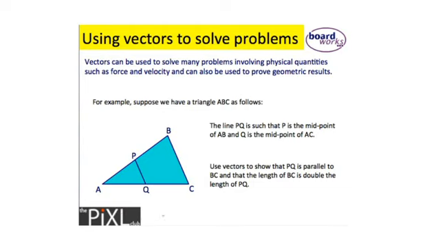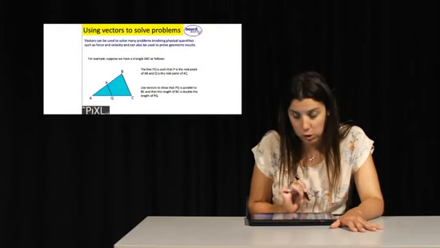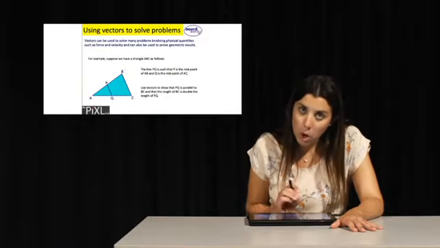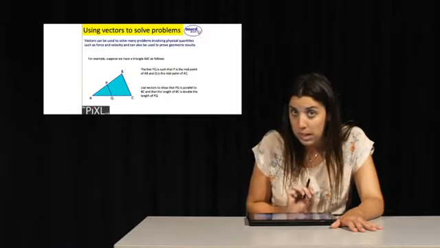Your task is to show, using vectors, that PQ, this line, is parallel to BC, and that the length of BC is double the length of PQ. I'm going to use vectors to do this. So I'm going to give you 2 minutes to think about it, and then we're going to work through the problem together. 2 minutes, off you go.